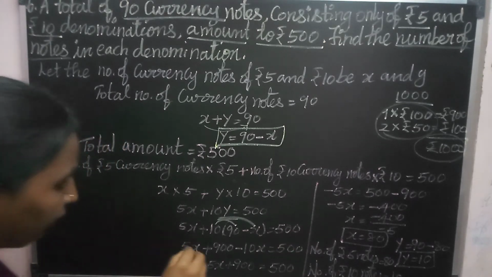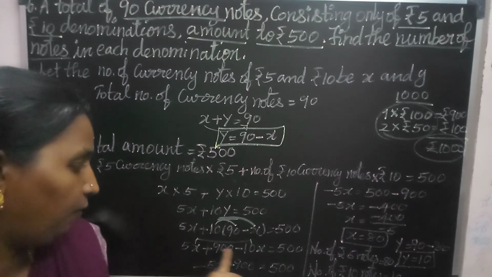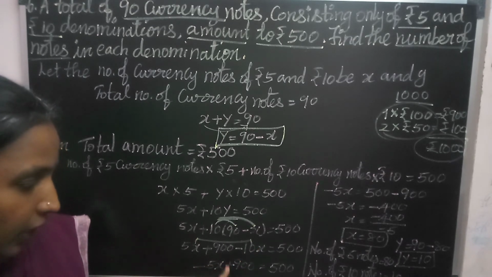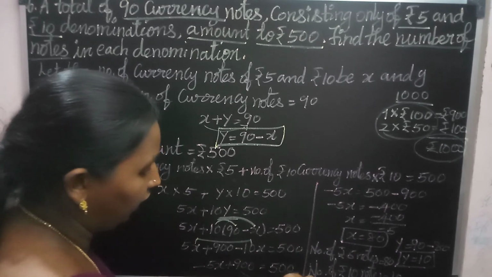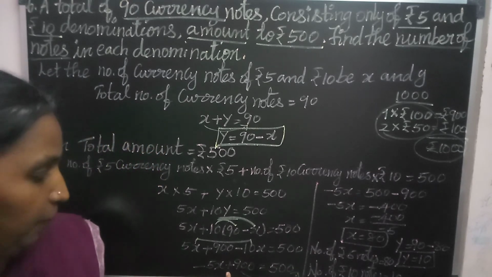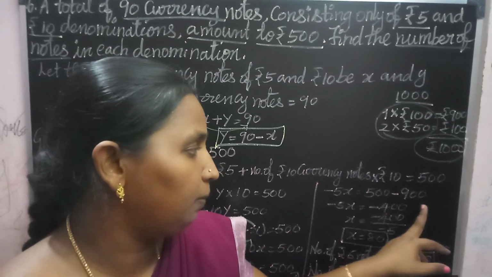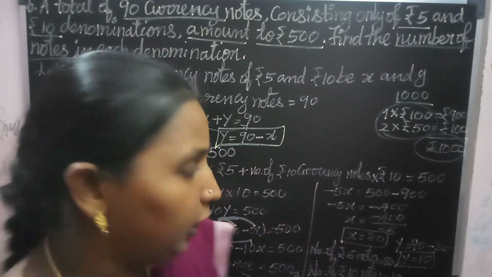Next, here 5X minus 10X, both are like terms. So 5 minus 10 will get minus 5. 5X minus 10X I will get minus 5X plus 900 equal to 500. Now I am going to send this 900 to the right hand side. Plus 900 will go that side, now it will become minus 900. 500 minus 900, I will get minus 400. Minus 5X equal to minus 400.